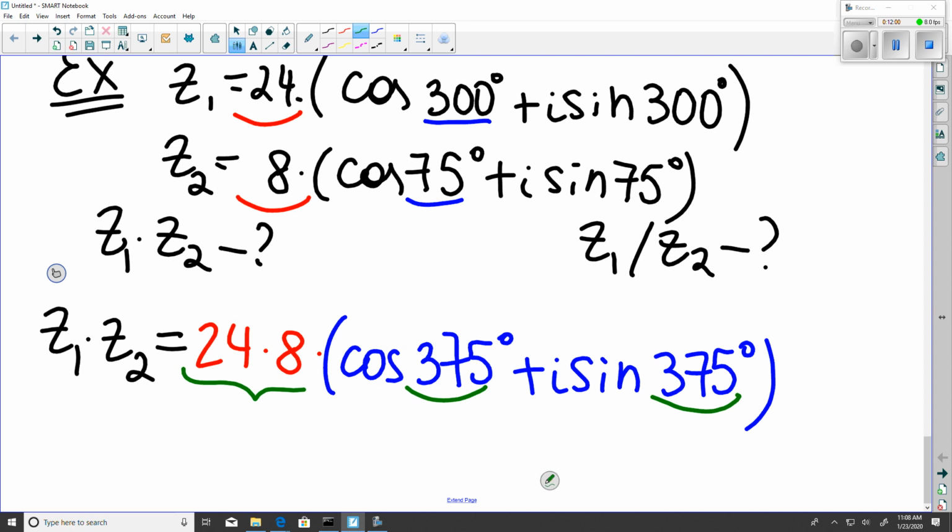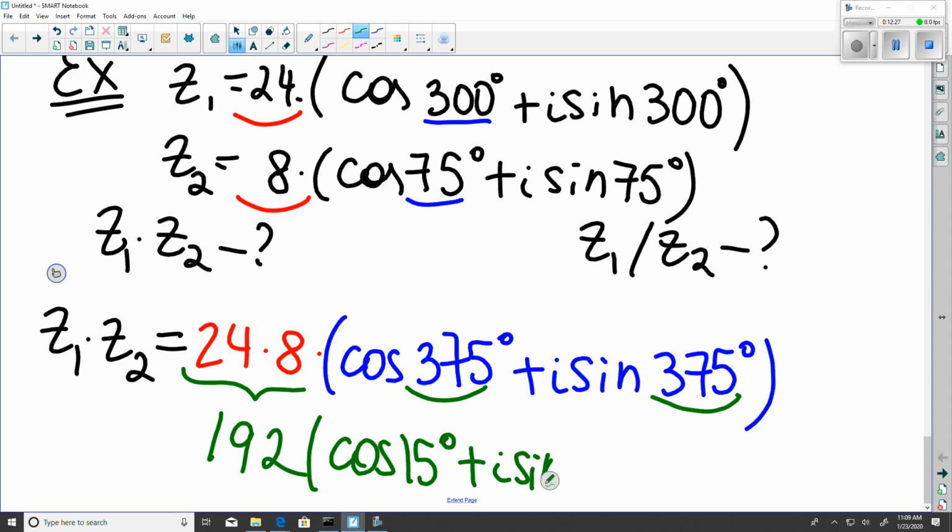This is what? 24 times 8. 160 plus 32, 192. Please check me. 160 plus, yes, 192 cosine. You can get the number if you want to. I will just simplify. I know 360 is the entire rotation. I'll subtract 360. I'll leave it as 15 degrees plus I sine 15 degrees.